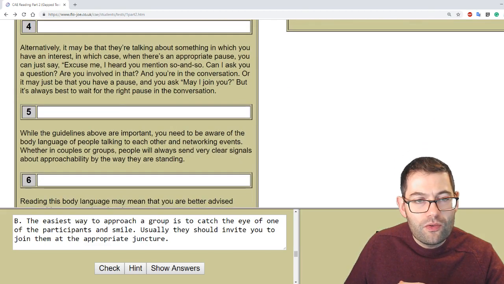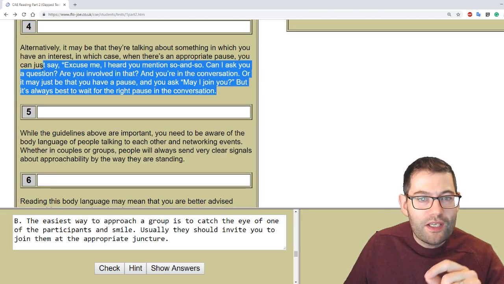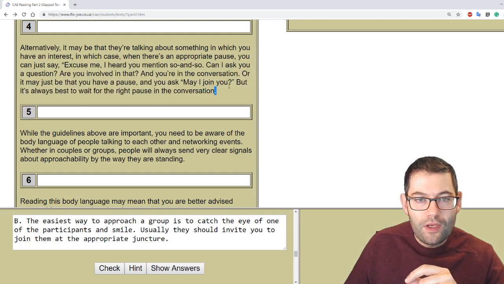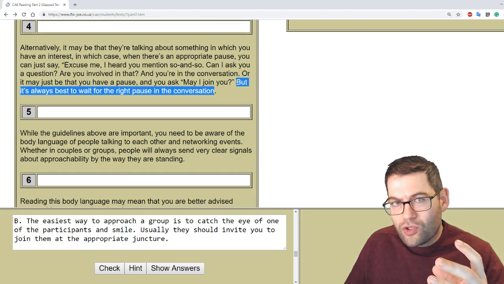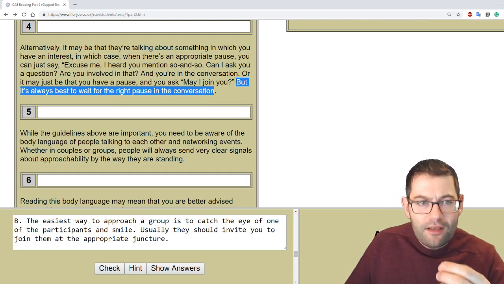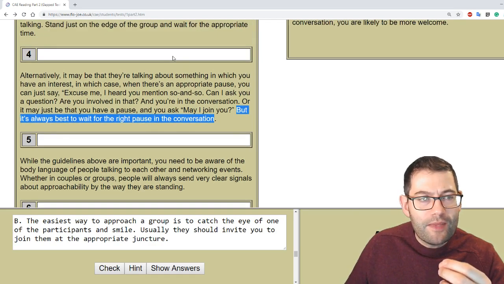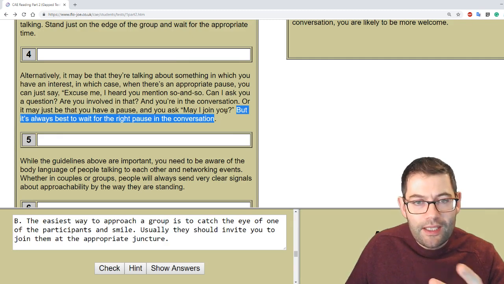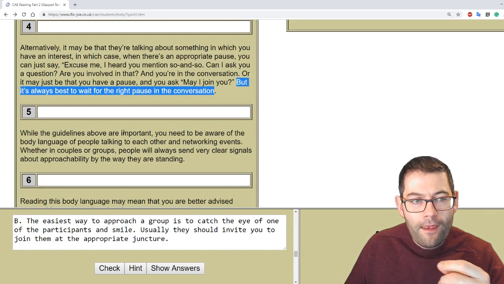If we go on to look at the text further, the rest of this paragraph talks about interrupting the conversation to get into the conversation. It advises you, but this last sentence is interesting. It almost is like a conclusion to the idea, but it's always best to wait for the right pause in conversation. So to me, this is saying it doesn't matter if you do the first idea or the second idea. In general, in conclusion, perhaps we can say, it's always best to wait for the right pause in conversation.